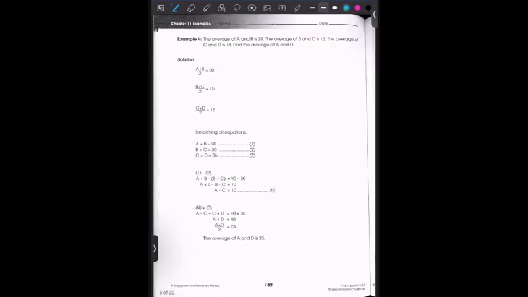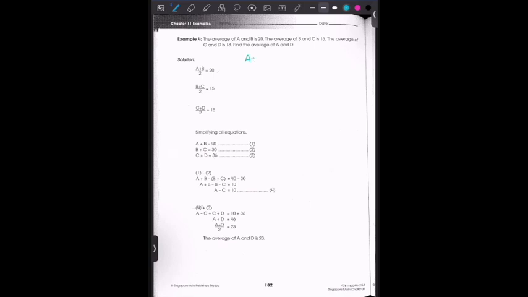Now we're going to look at example 4. And so the average of A and B is 20. The average of B and C is 15. The average of C and D is 18. Find the average of A and D.